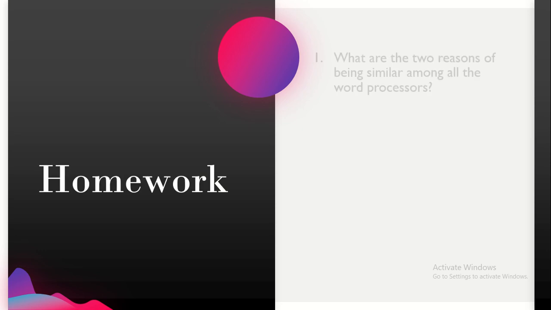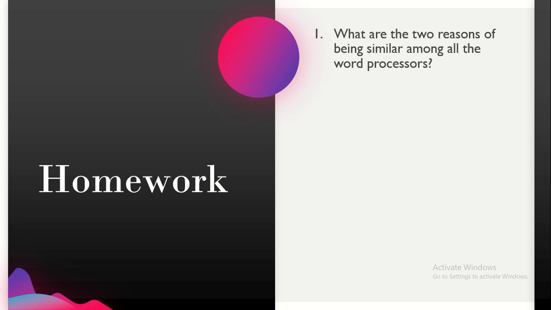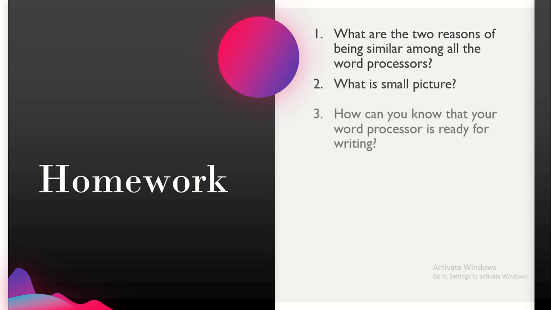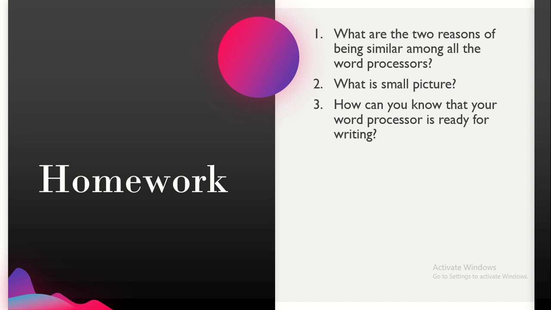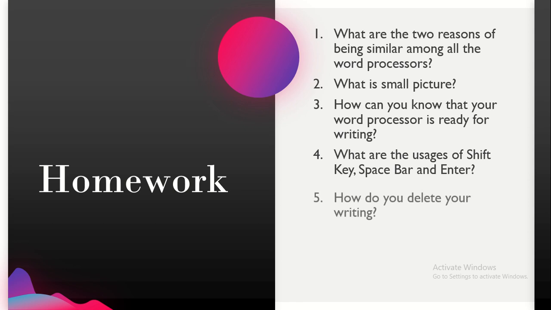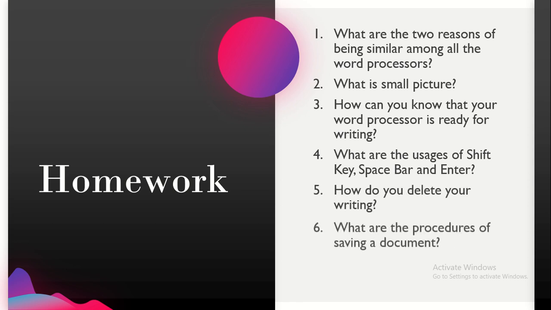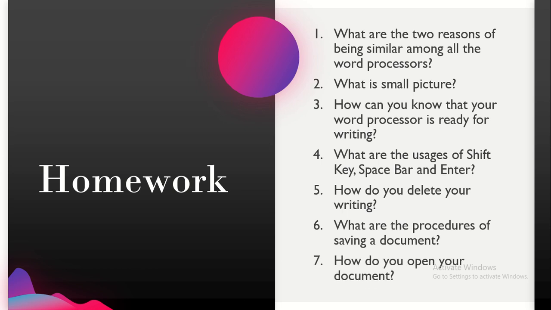So let's come to the homework. There are questions for you. Number one, what are the two reasons for being similar among all the word processors? Number two, what is a small picture? Number three, how can you know that your word processor is ready for writing? Number four, what are the uses of shift key, spacebar, and enter? Number five, how do you delete your writing? Number six, what are the procedures of saving a document? Number seven, how do you open your document? These seven will be your homework. You must go through them after reading your text.